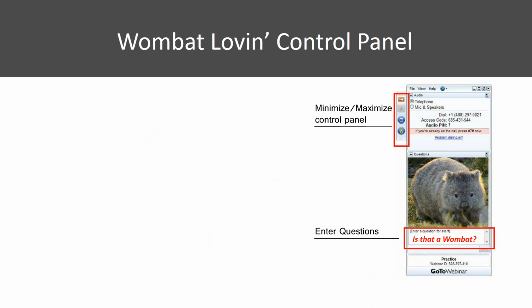GoToWebinar has this big fat control panel that it has created on your desktop. What I'd like you to do is go down, find the section in the control panel that is called questions, click that little box with the arrow on it, and pop that out. Then collapse the rest of the control panel down by hitting the red arrow at the top. This will allow you to ask questions as we go, and of course, I encourage you to ask questions. By collapsing the control panel down, you can see what's going on.